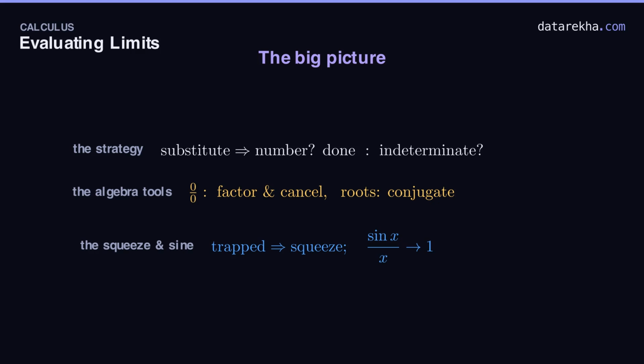And remember the crown jewel. Sin x over x goes to 1, with its family of standard limits, and heading to infinity, divide by the highest power and let the small terms die. Master these, and no limit on the page stays indeterminate for long.